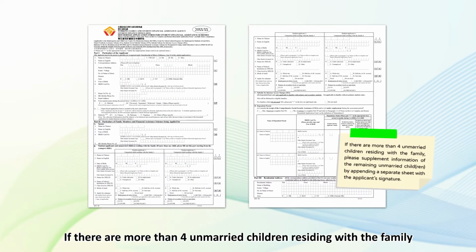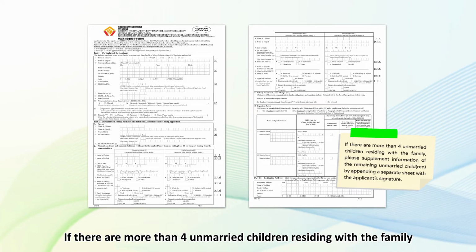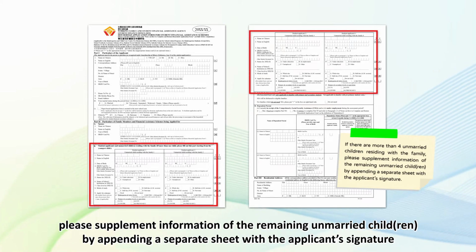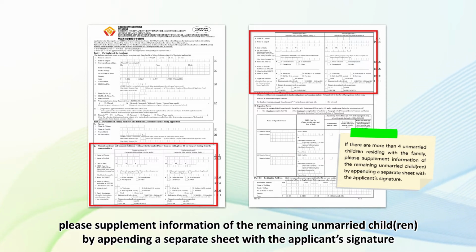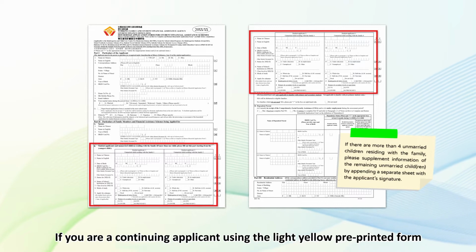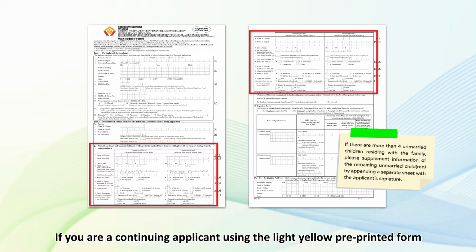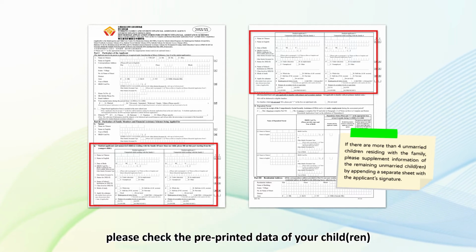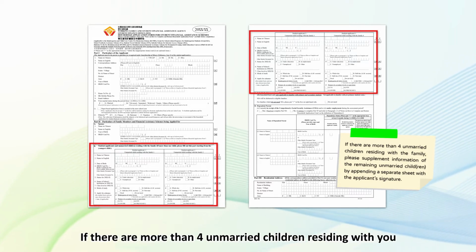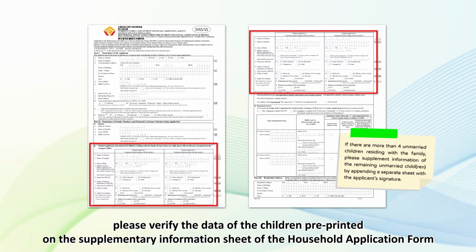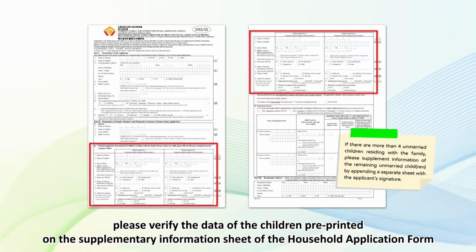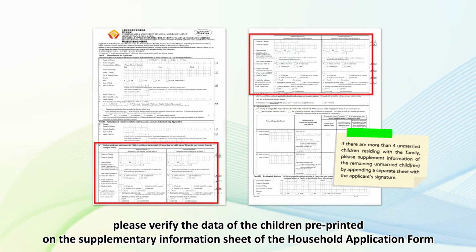If there are more than 4 unmarried children residing with the family, please supplement information of the remaining unmarried child or children by appending a separate sheet with the applicant's signature. If you are a continuing applicant using the light yellow pre-printed form, please check the pre-printed data of your child or children. If there are more than 4 unmarried children residing with you, please verify the data of the children pre-printed on the supplementary information sheet of the household application form.